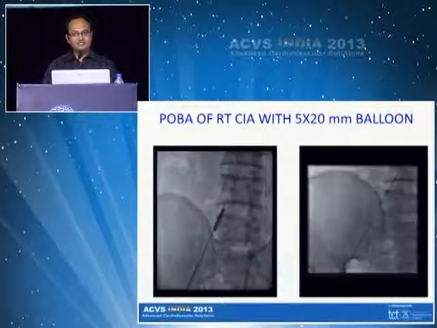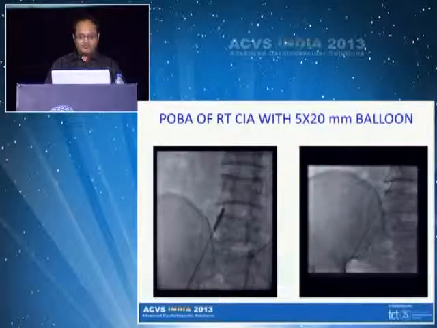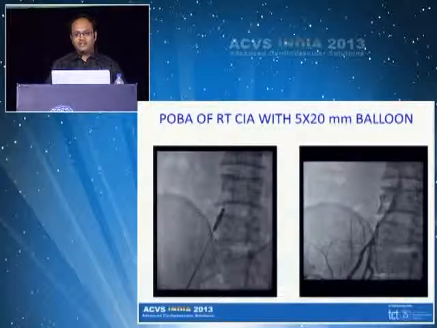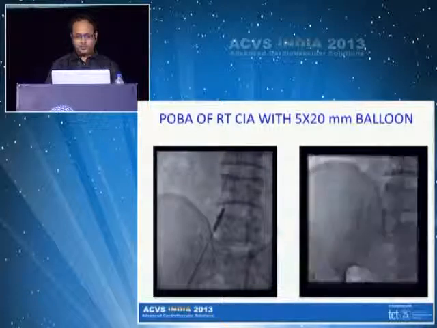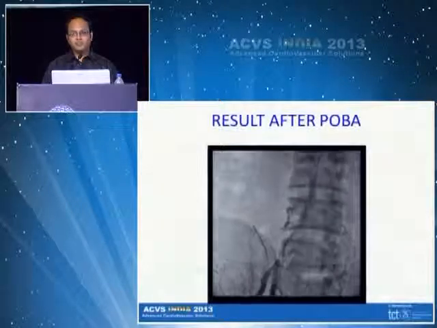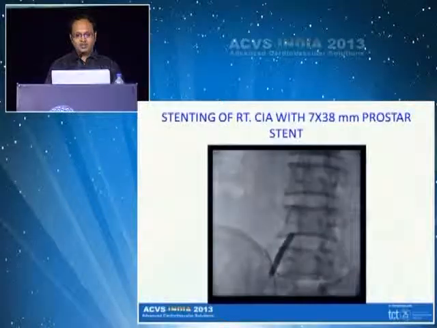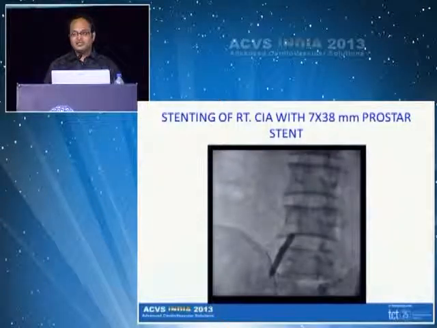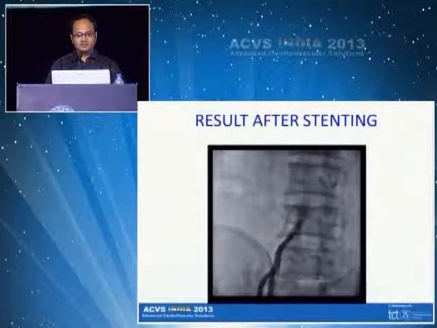So as you can see, first we are doing the right common iliac artery. As we have stents which are only 014 compatible, we had to use a 14 wire, and we crossed the lesion, and once the lesion was crossed we dilated with a 5 into 20 millimeter balloon. This is the result after the POBA. As you can see, the result is good. And then we went ahead with stenting. We took a 7 into 38 mm ProStar stent, and once the stent was deployed, this is the final result on the right side.